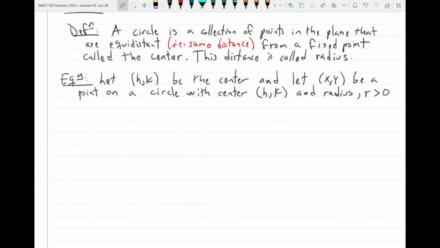Okay, so what can we say now? We have this point x comma y, which is on the circle. So what can we say about this point? What do we know for sure about this point?